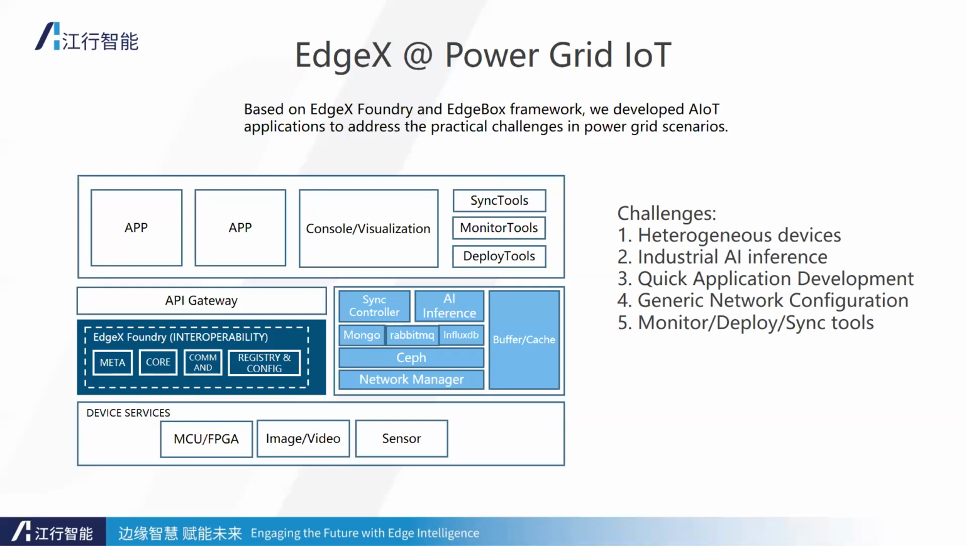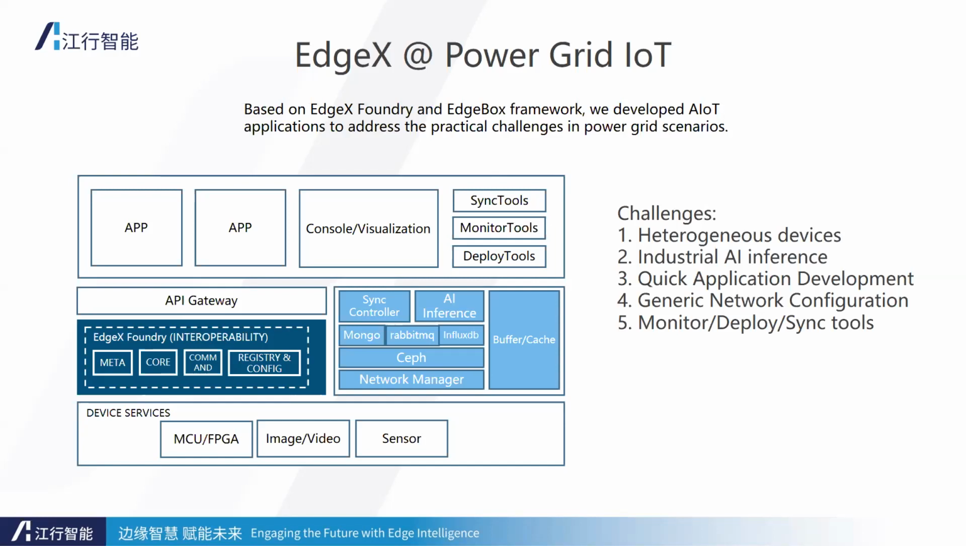The fourth challenge is the generic network configuration. This challenge is observed in our practical implementation and deployment, because in industrial scenarios, EdgeBox are usually deployed into some specific network environment, such as 4G, Wi-Fi, internal network or private network. So to reduce the influence of the different networks, we design a network management module to manage the networks of different devices.